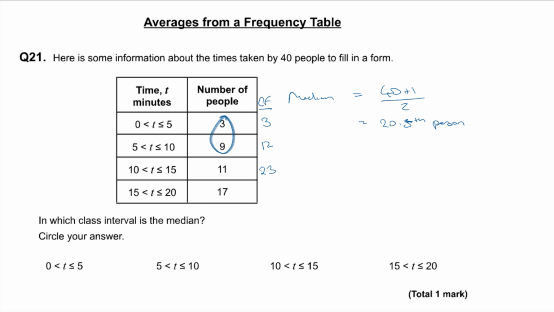So if persons 1 to 3 are in the first group, persons 4 to 12 are in the second group, and persons 13 to 23 are in the third group, then person 20 and person 21 are both in this group here, aren't they? They must both be in here. So then my answer is that one.